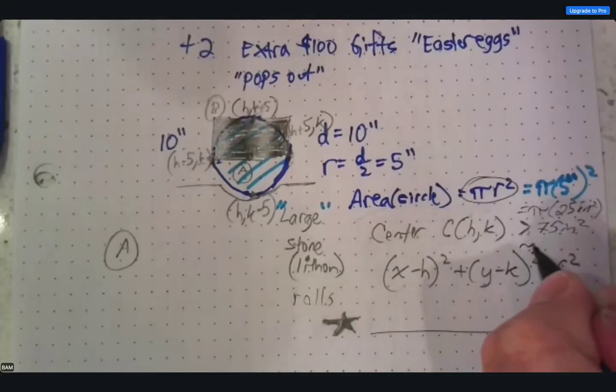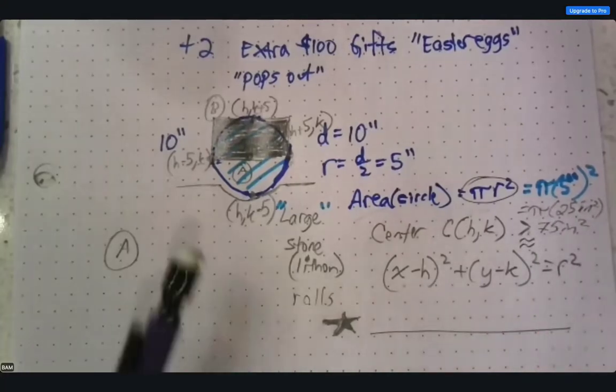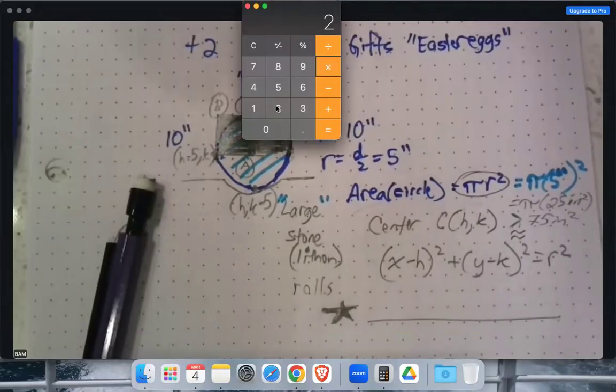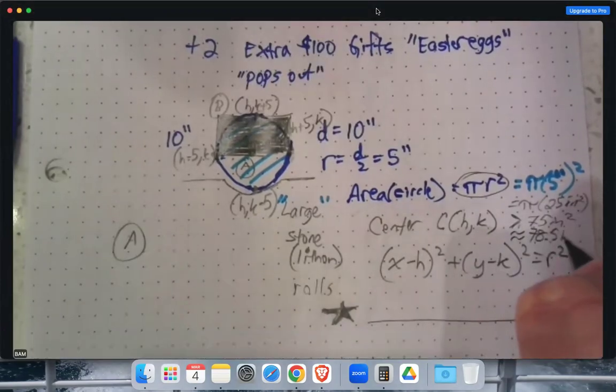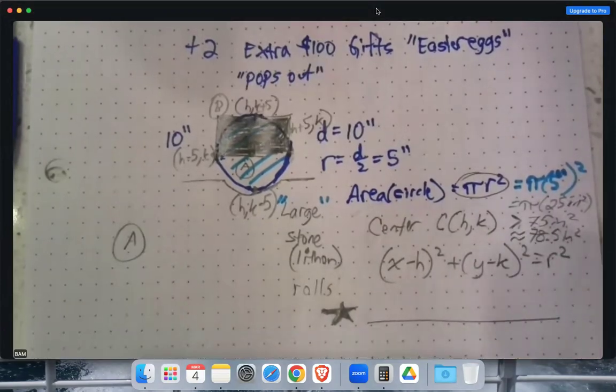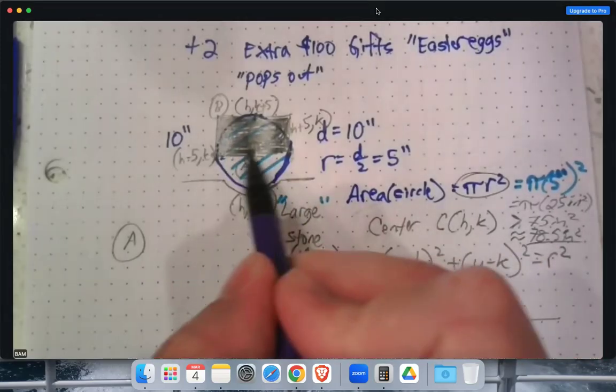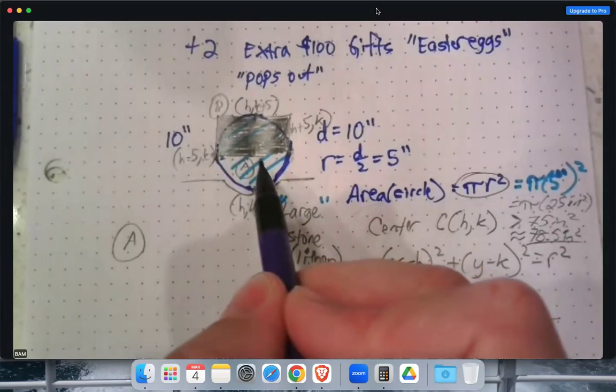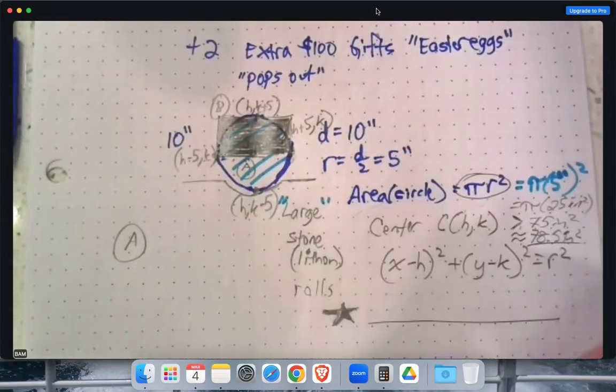Now we'll get an approximation. Pi times 25 is around 78.5 square inches. Now, kind of like the pizza that's not perfectly round, this wheel or stone probably wasn't perfectly round.